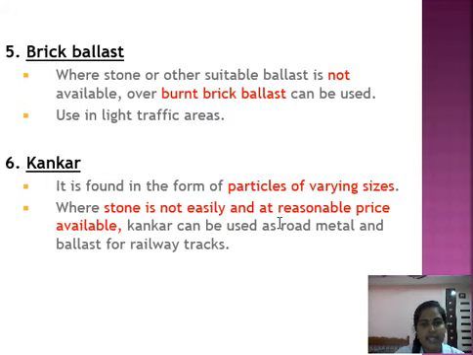Brick ballast. Where stone or other suitable ballast is not available, they will use overburnt brick ballast. Overburnt brick is used as the ballast. This brick ballast is used in light traffic areas. Kankar is found in the form of particles of varying sizes. In places where stone is not easily available, they use kankar as road material and ballast for railway tracks.